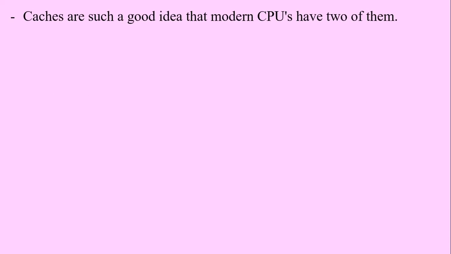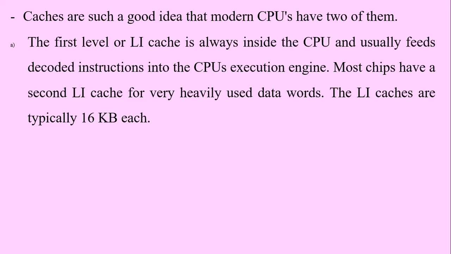Caches are such a good idea that modern CPUs have two of them. The first level, or L1 cache, is always inside the CPU and usually feeds decoded instructions into the CPU's execution engine. Most chips have a second L1 cache for very heavily used data words. The L1 caches are typically 16 KB each.